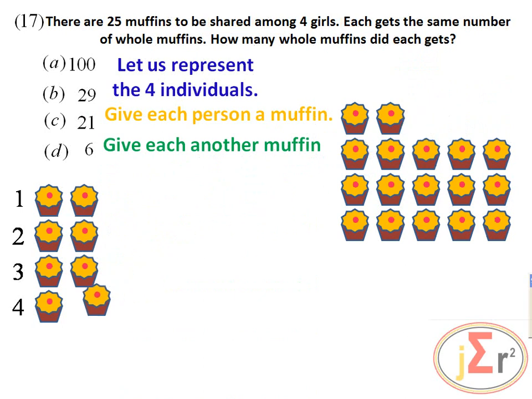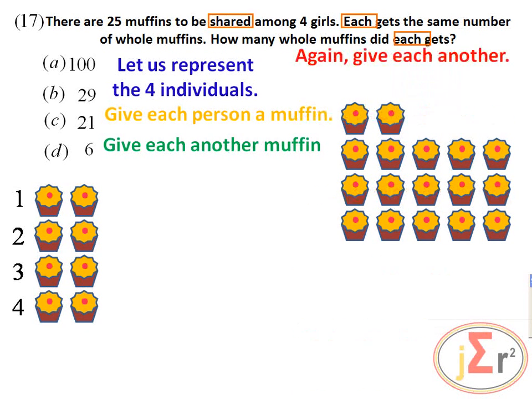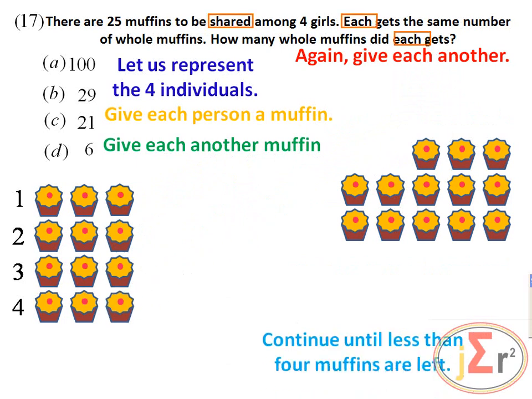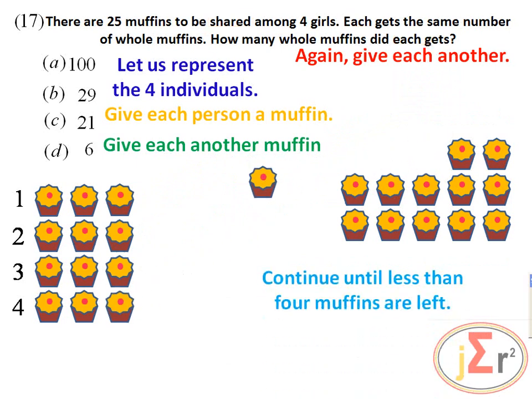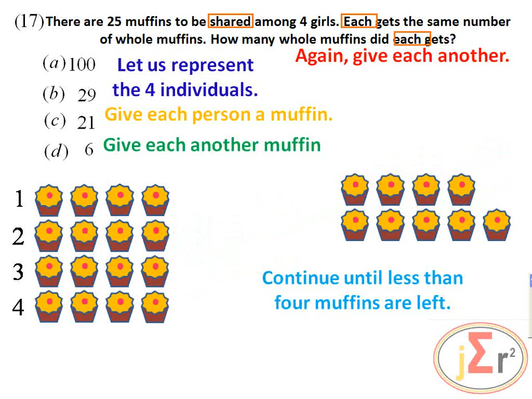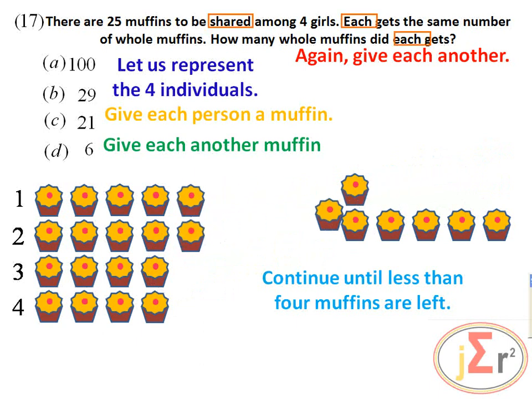Can we now stop and give 1 muffin? No. What do we do then? Each girl 1 more muffin. Give them one more, right? So give each girl another muffin, one by one. And then we continue to give each girl another muffin. We will not stop giving them another muffin until what? Right. So give each girl another muffin.